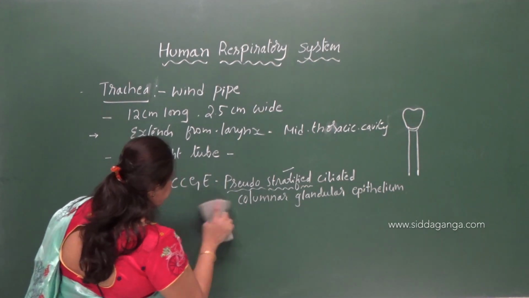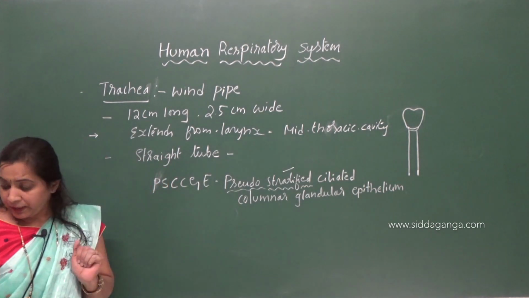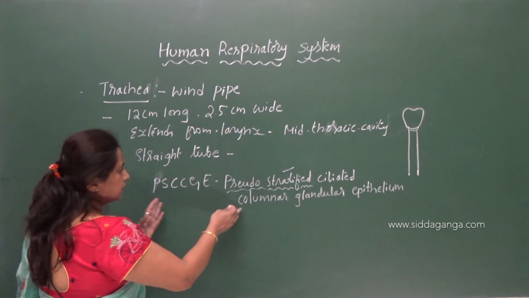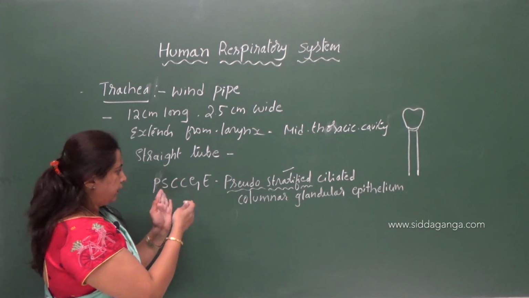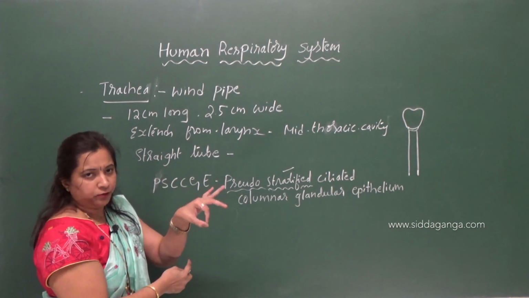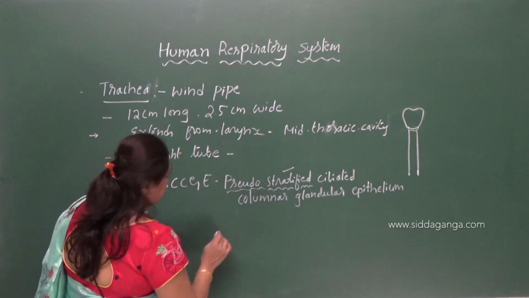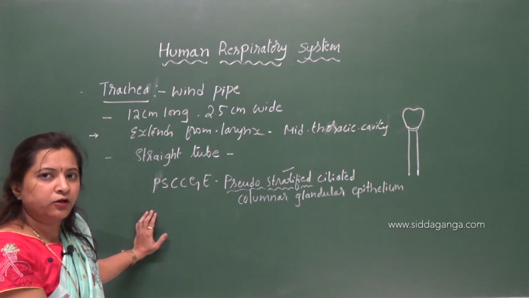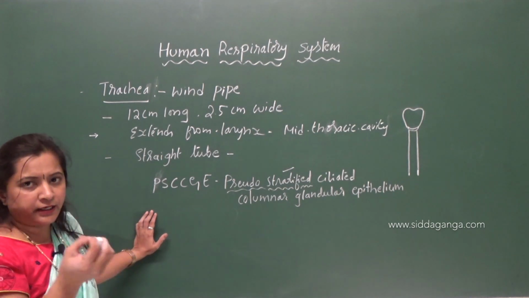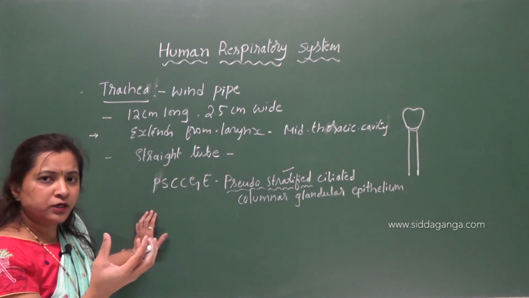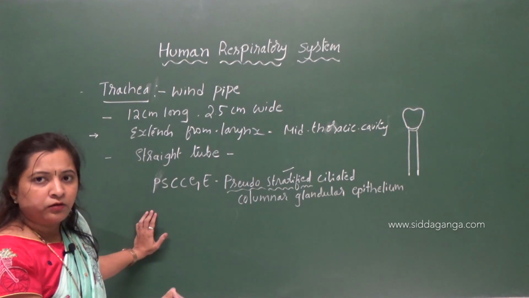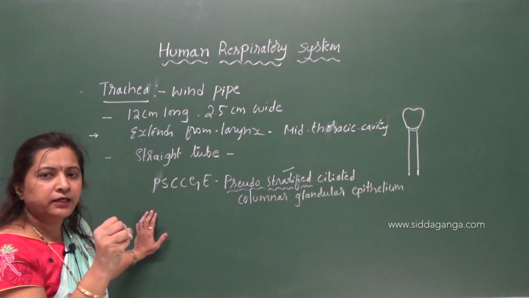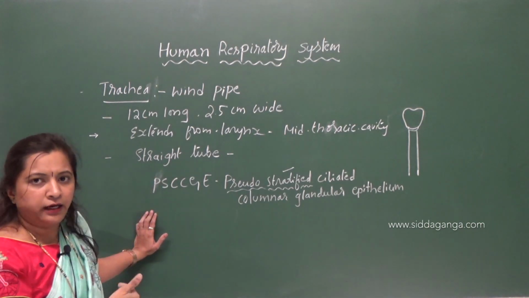Now, the same epithelium is also present in the respiratory region of the nasal chamber. So what is the function of this epithelium in the tracheal tube? Here, this epithelium also contains mucus secreting goblet cells. The goblet cells will secrete the mucus. So the mucus will keep the wall of the trachea moist, and also it traps the dust particles that entered along with the inhaled air.